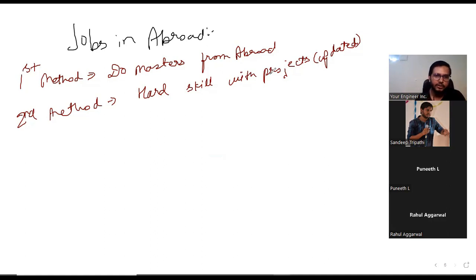So there are two methods. The first method is to do masters from abroad. The second method is hard skills with projects. There's a third method also. The third method is the intruder method. If you have money, then go abroad for an internship.